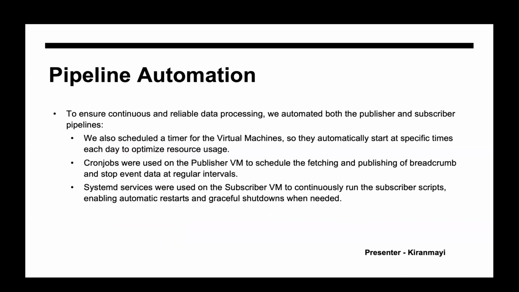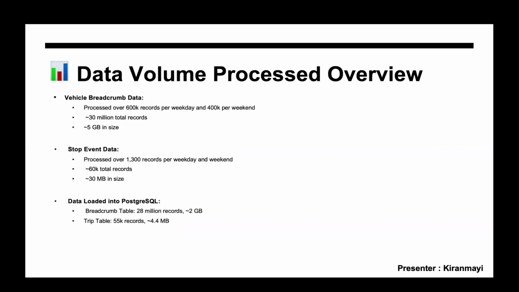We use cron jobs on the publisher VM to schedule the data fetching and publishing regularly. On the subscriber VM, we use systemd to keep the subscriber running all the time and restart it if something fails. And now I want to discuss the data volume we fetched and published.